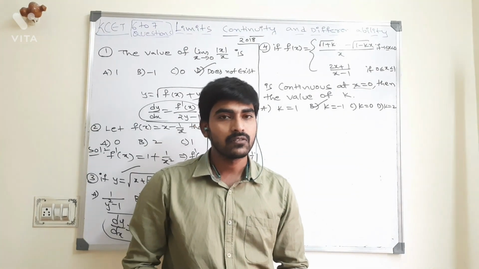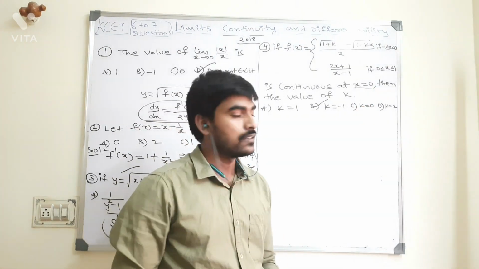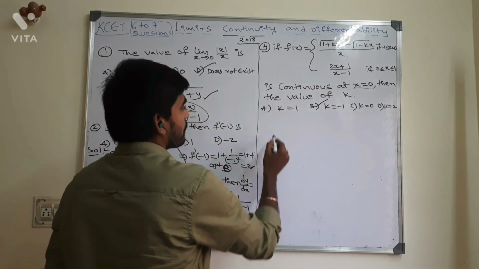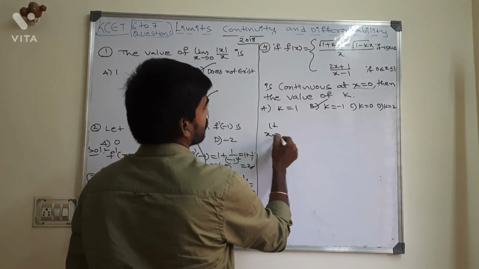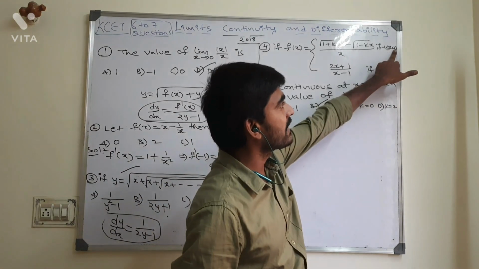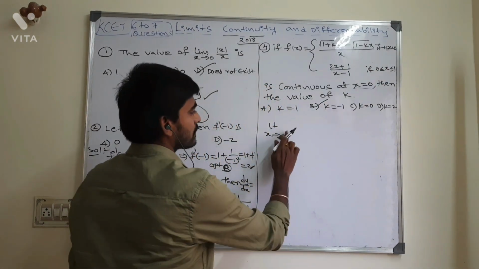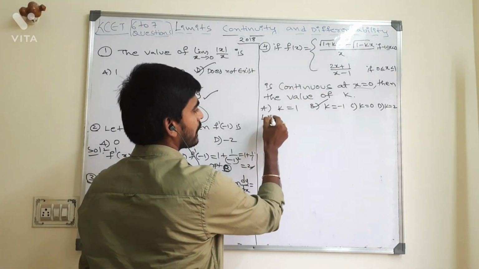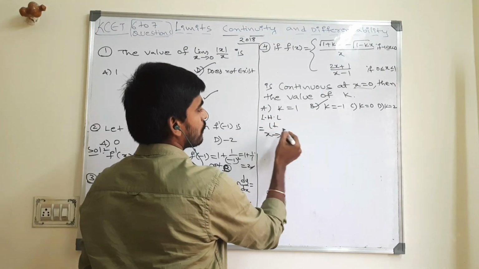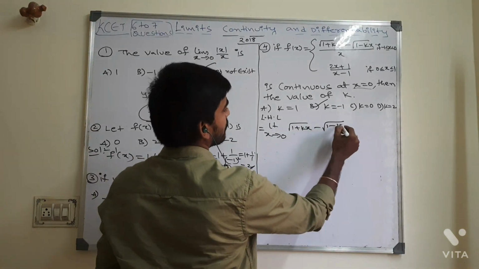So we'll do this once by the main method. How to do the main method? Limit x tends to 0 minus. I would like to take minus, meaning x less than 0. For x less than 0 I need to take this. So I will eliminate the mod, and the limit is equal to root of 1 plus kx minus root of 1 minus kx, whole divided by x.